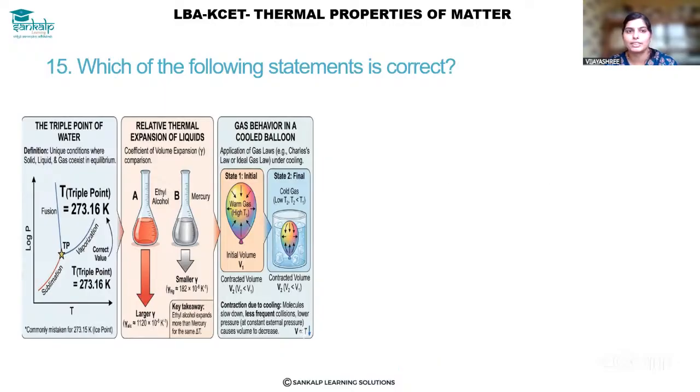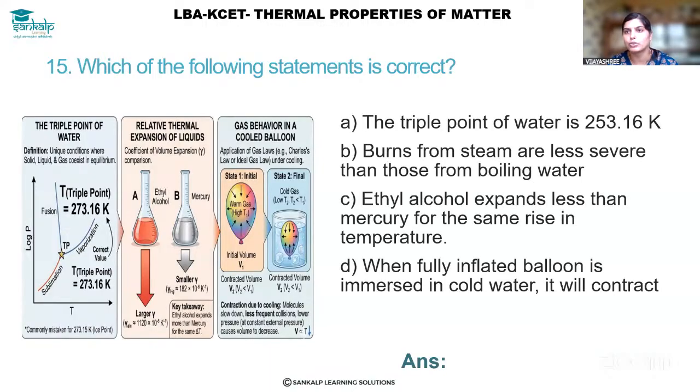Okay, so let us analyze the options one by one. Let us check the options. In option A they have given that triple point of water is 253.16 Kelvin, which is a false statement, because according to the data, the correct triple point of water is 273.16 Kelvin. So this is a wrong statement.